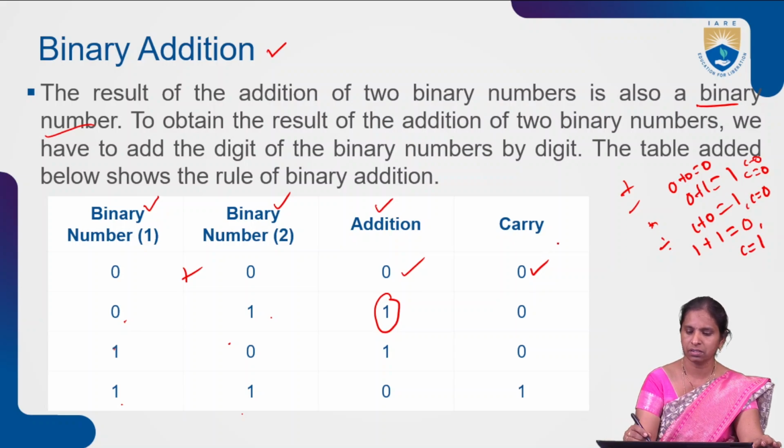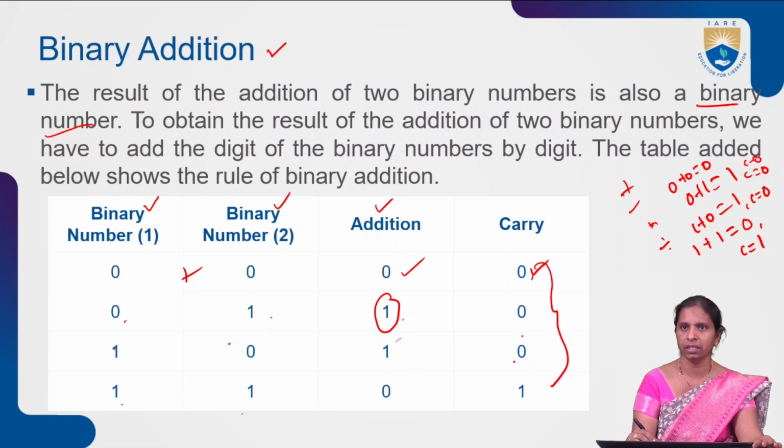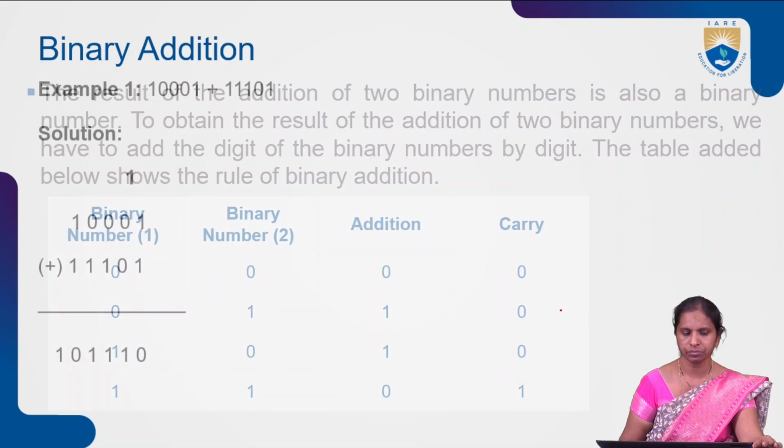So this is a table that shows the rules for binary addition. 0 plus 0 equals 0 and the carry is 0. And 0 plus 1, the addition is 1 and the carry is 0. For 1 plus 0, the addition is 1 and the carry is 0. And similarly, if you add the two digits 1 and 1, then the addition is 0 and the carry is 1. So these are the rules for adding two binary numbers.